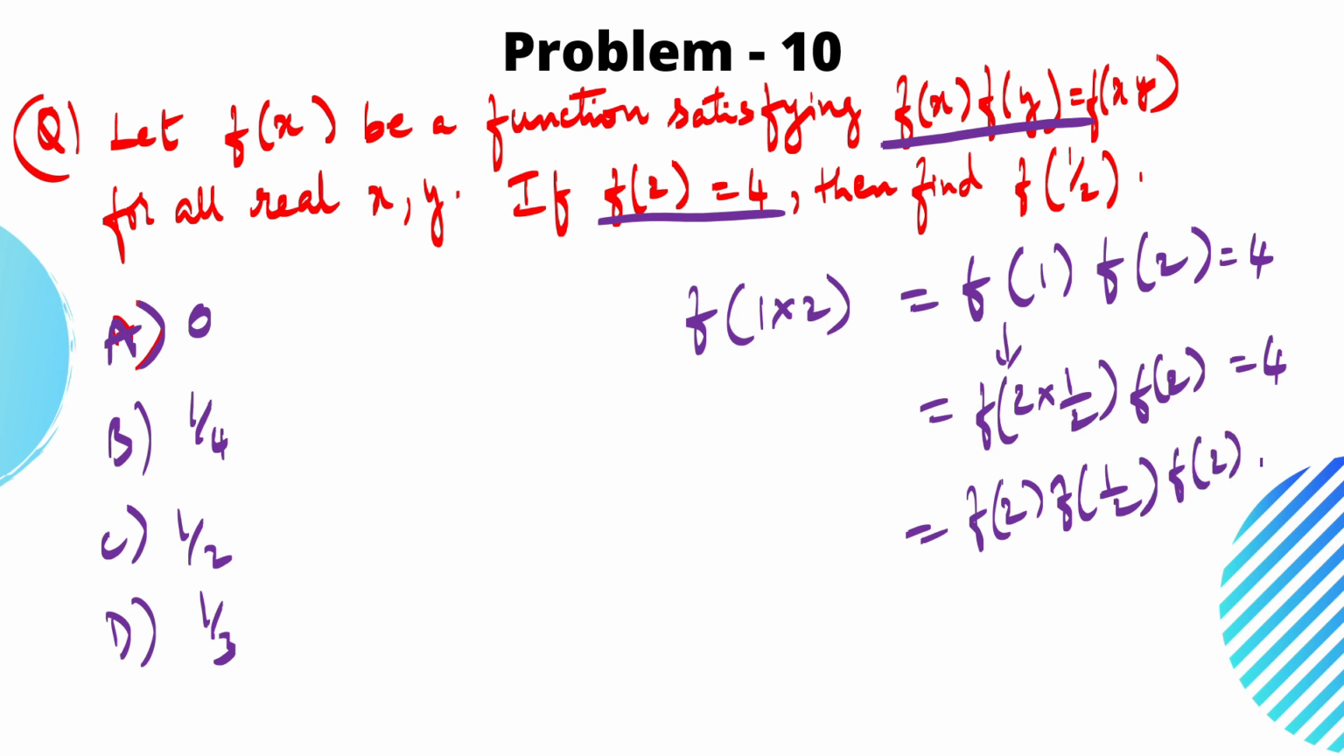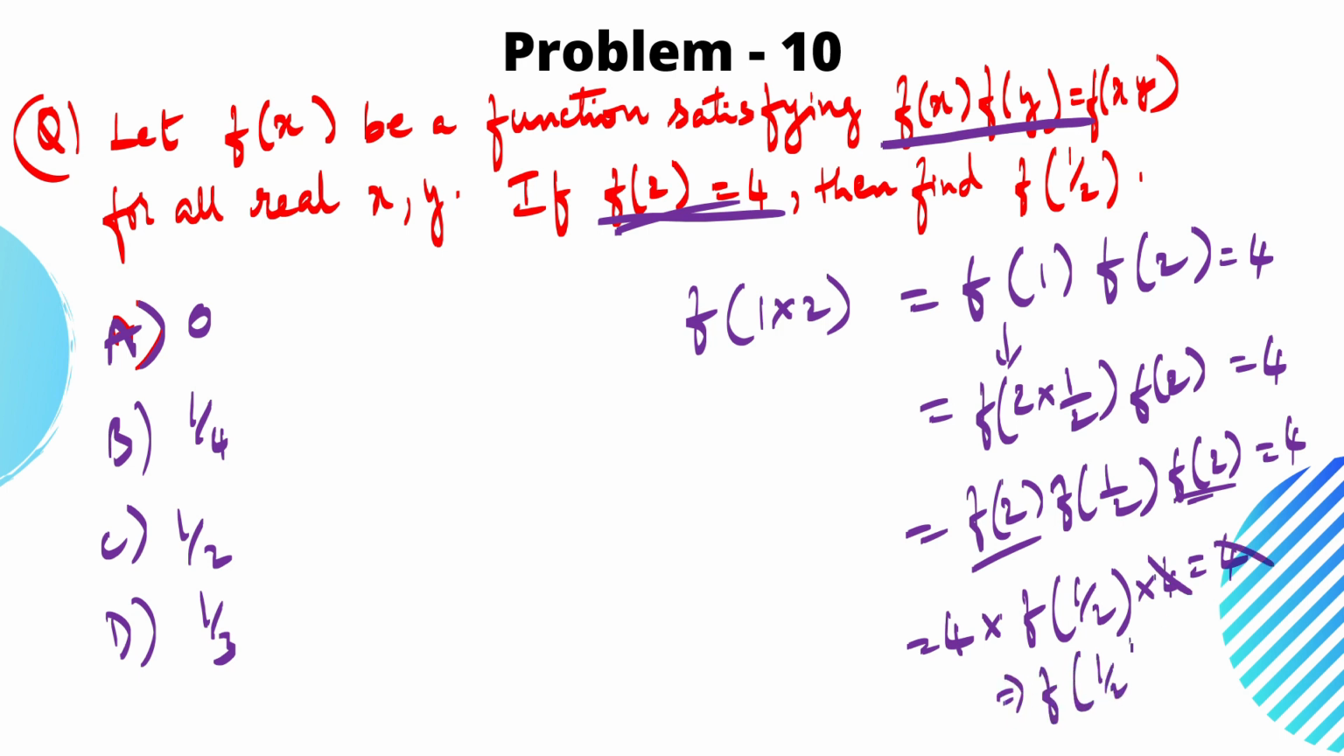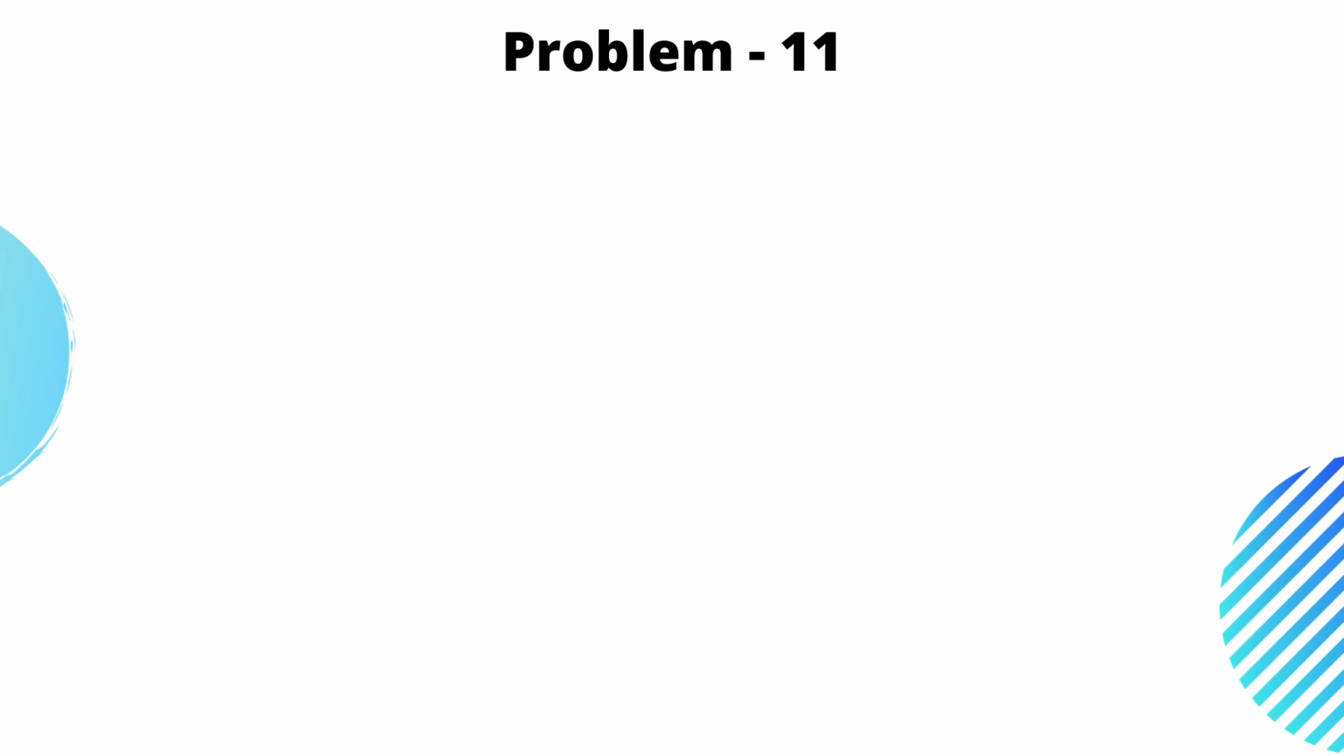This is f of 2, and we know the value of f of 2 is 4. So 4 into f of 1 by 2 is equal to 4, so into 4 is equal to 4. Now this and this get cancelled, and f of 1 by 2 is equal to 1 by 4. This is our answer. Hope this is clear. Let's move on to the next problem.